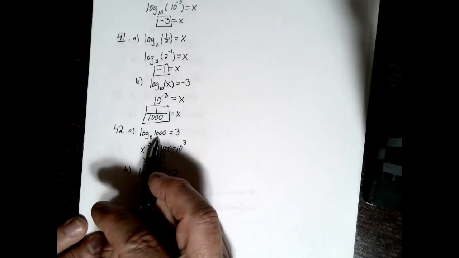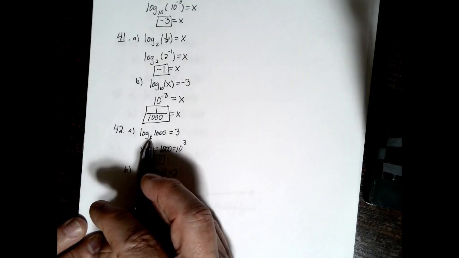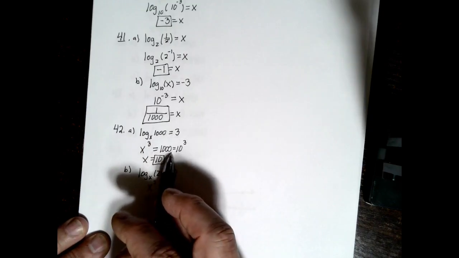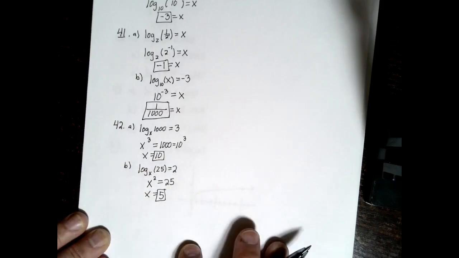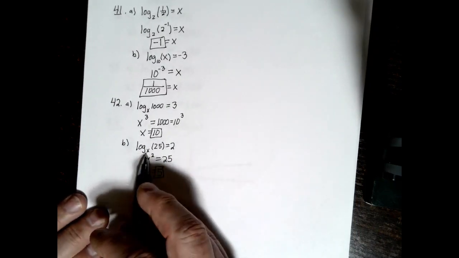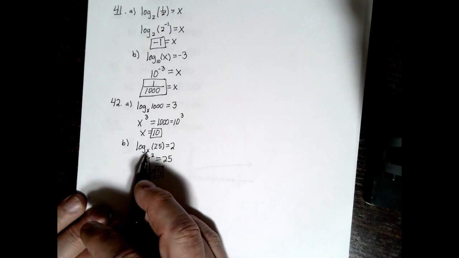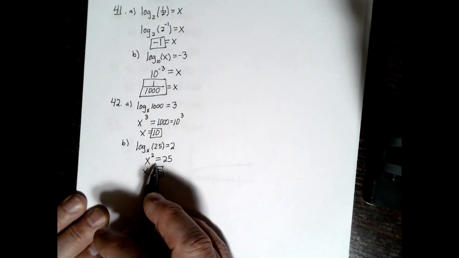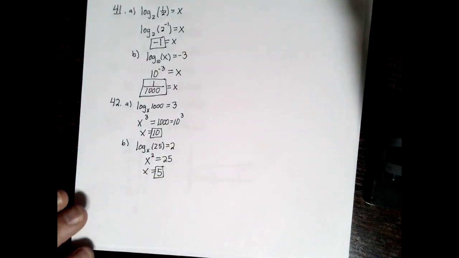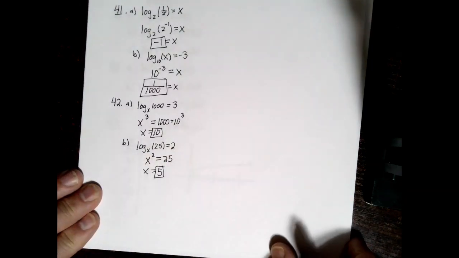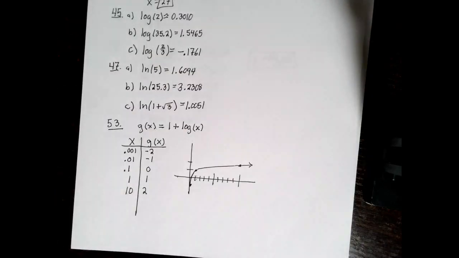Log base x of 1,000 equals 3, so that means x to the third equals 1,000. And we know 1,000 is 10 to the third, so x has to be 10. Log base x of 25 equals 2, that means x to the 2 equals 25. And what number squared equals 25? It's 5. Note we can't have x be negative. Can't have a negative base. It's got to be positive.